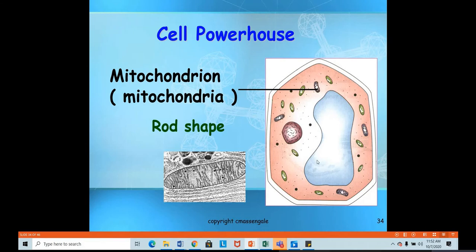I'm sorry, is this a plant cell or an animal cell? A plant cell, because the large vacuole is present, as well as the chloroplasts. Excellent. So this is a plant cell. You can clearly see the green things, the chloroplast, the large vacuole and the nucleus at the side, right?